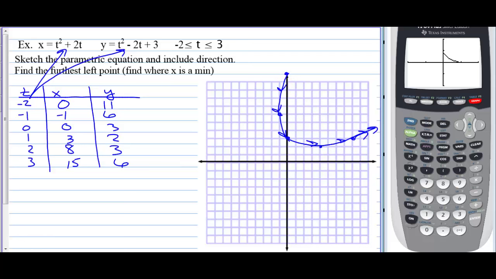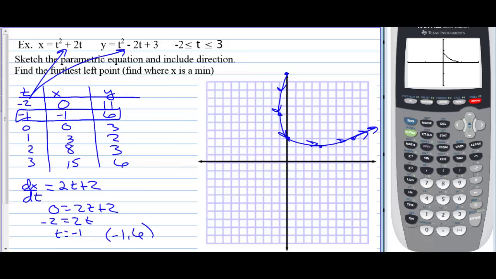All right, so we got the first part, and let's find the furthest left point. Well, that's the x. We want dx/dt. The x dictates left and right. 2t plus 2, we want to set that equal to 0. So -2 equals 2t, t equals -1. So this graph is farthest to the left when t is -1. We've already found the point, so (-1, 6) is the point that is farthest to the left.